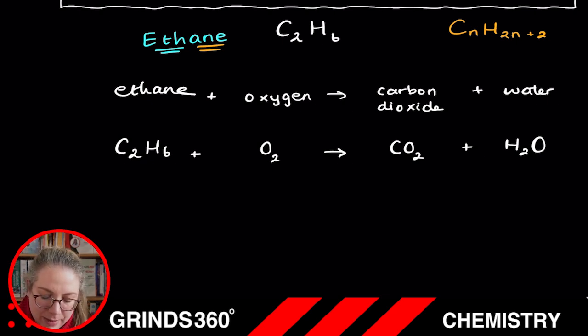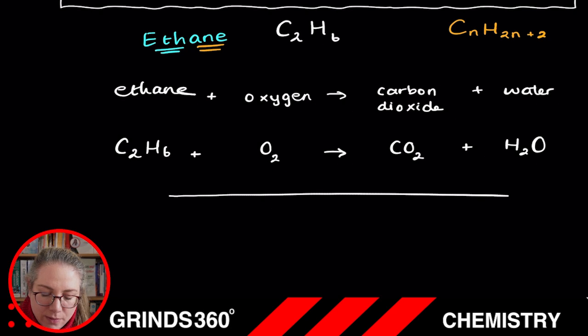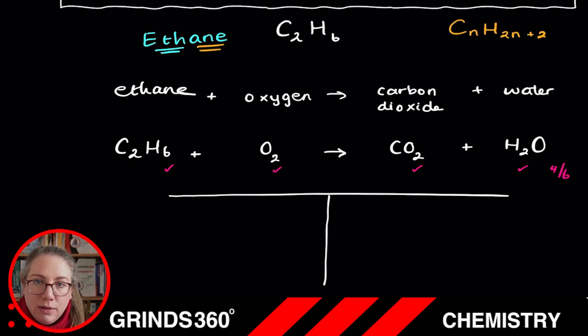Now my next step is to balance. So from what I've just written on the screen, that will get me a total of 4 marks out of 6. The formula for ethane is correct, oxygen is correct, carbon dioxide and water are all correct. And that gets you 1 mark for each correct formula.